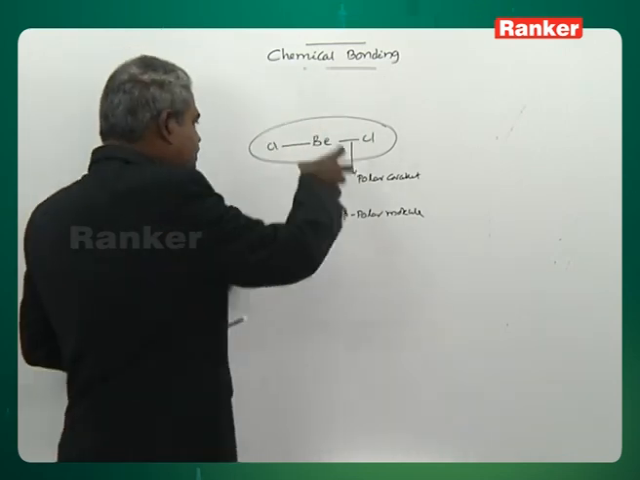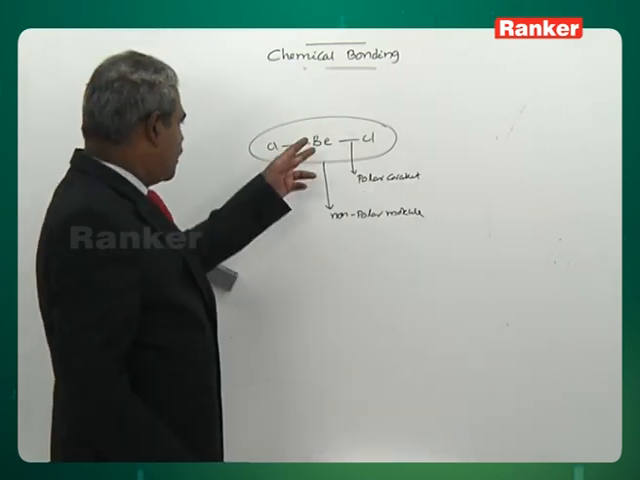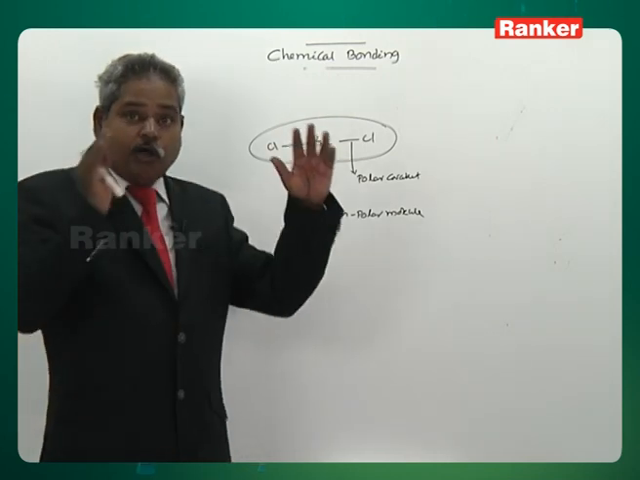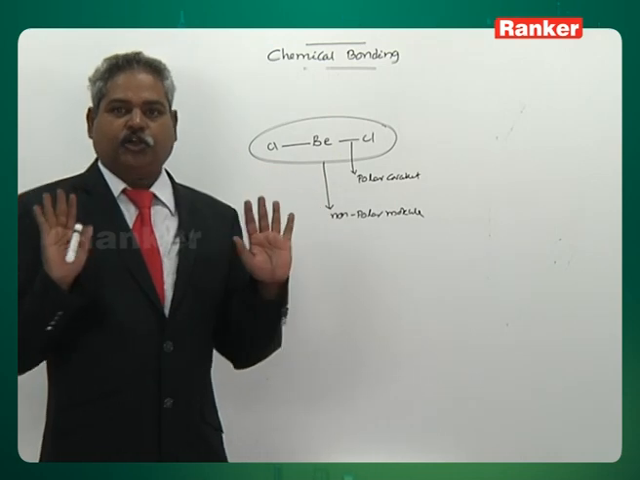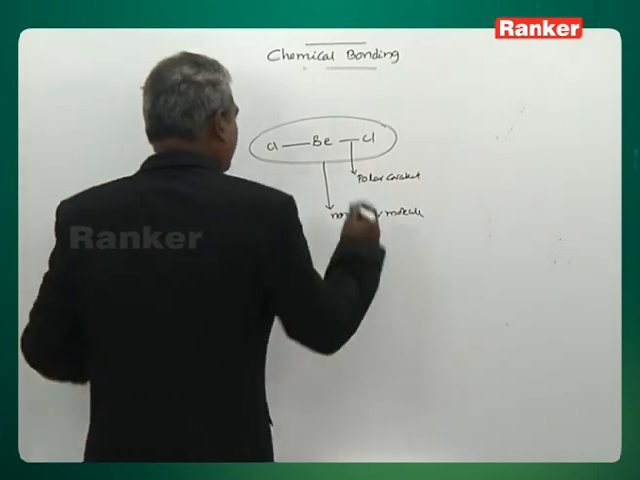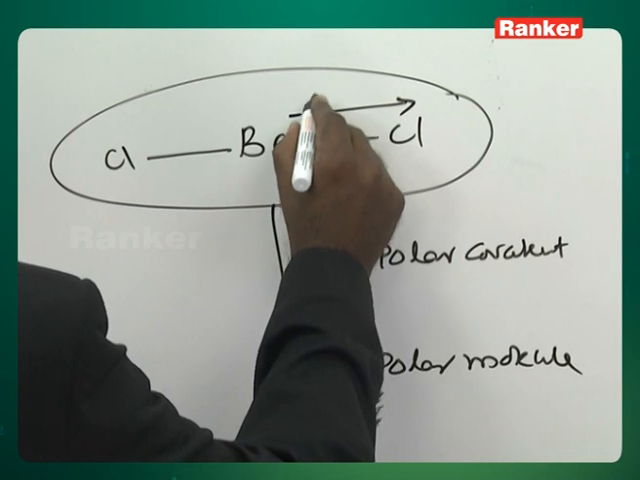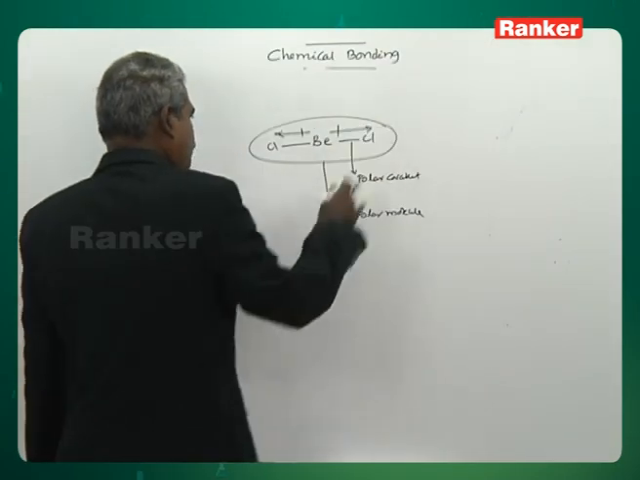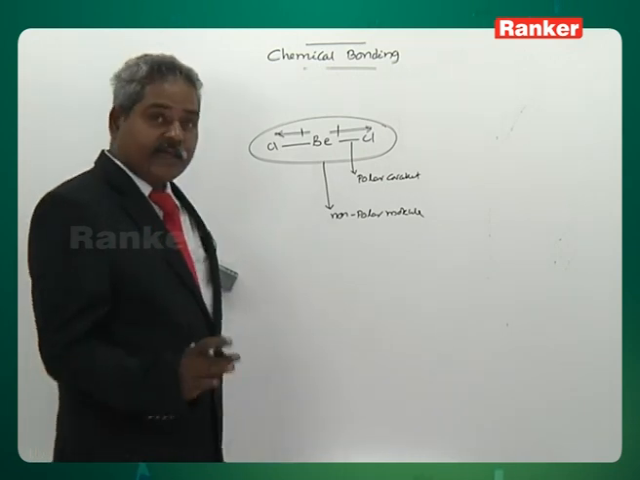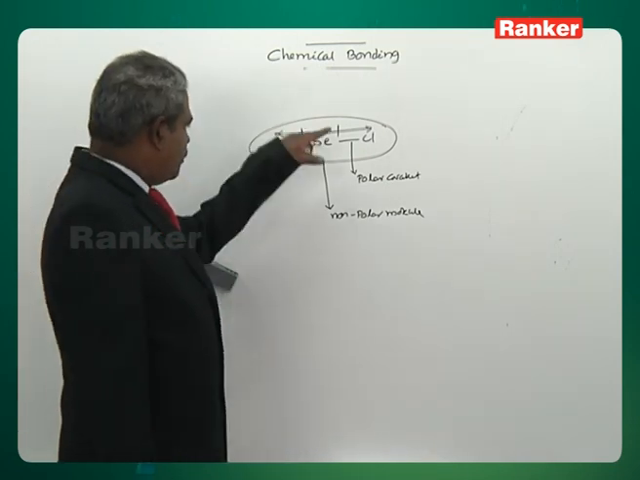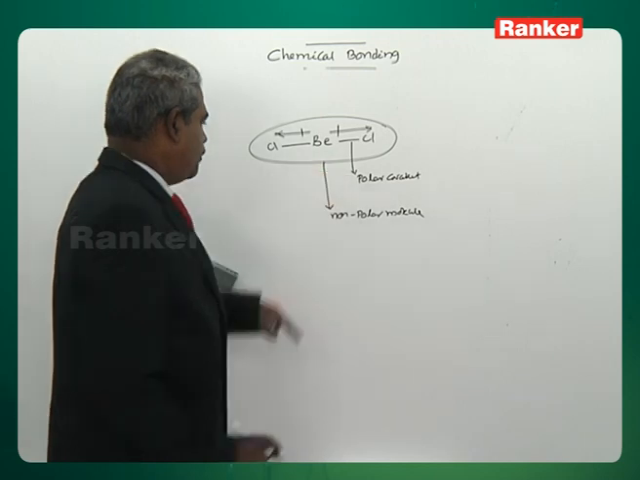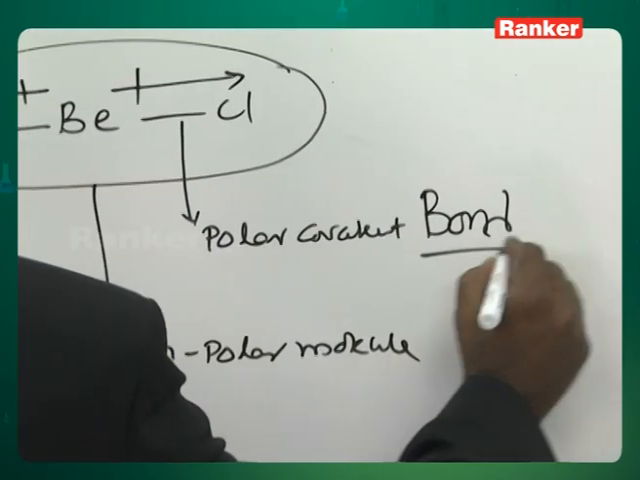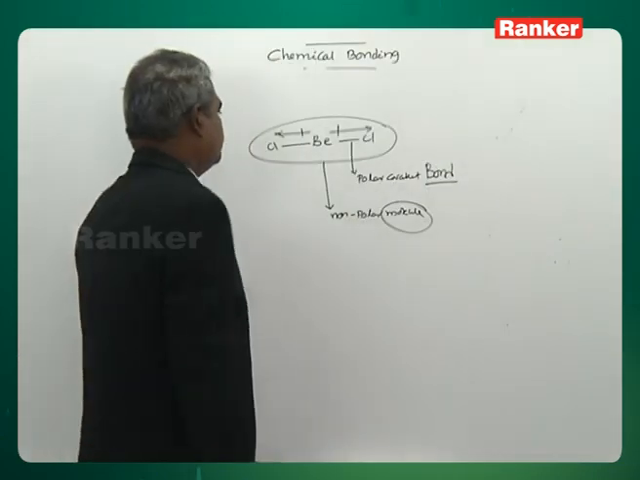Carefully observe. Polar bond, but molecule as a whole non-polar. So, there are differences inside, differences of opinion between beryllium and chlorine. But as a molecule, as a whole, it is calm, because the dipole moments cancel each other. Whatever dipole moment is acting in this direction towards the more electronegative atom, they cancel each other. So, there is polarity in the bond. Polar covalent bond, but you should be careful: this is a non-polar molecule.